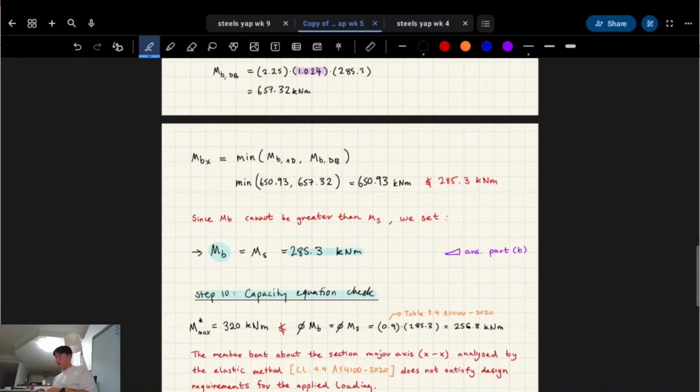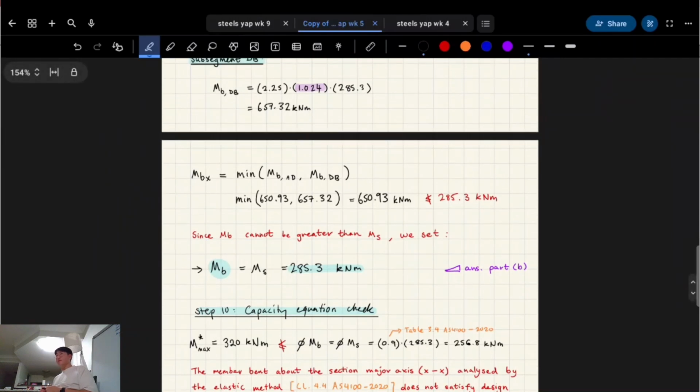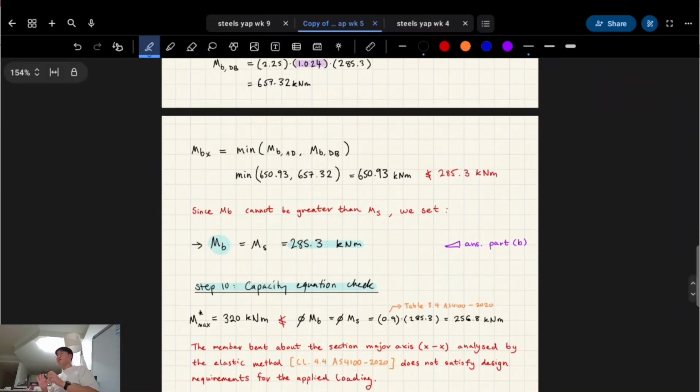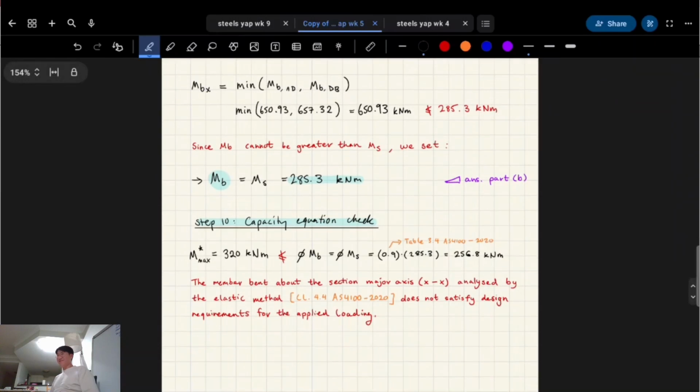Both of them are bigger than 1. Oh yeah, that's true. Alpha M and alpha S. So you have to take it back to 220, because the moment redistribution factor is 2 OP basically. That's so sad. All that work for nothing.